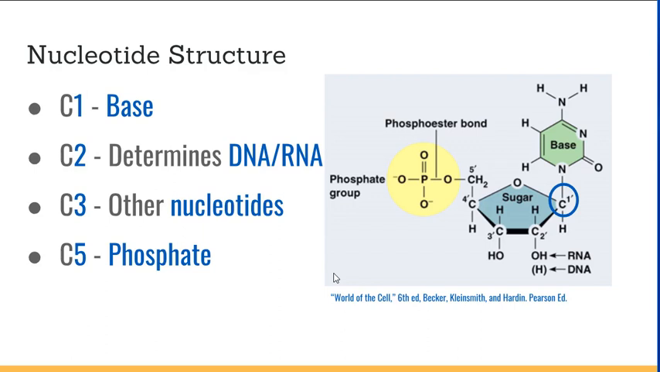Carbon 3 is what can form a phosphodiester bond with another nucleotide during polymerization. Carbon 5 is where the phosphate group attaches by a phosphodiester bond. Note the charge on the phosphate group. It has a negative charge, which makes this portion of a nucleotide water-soluble.